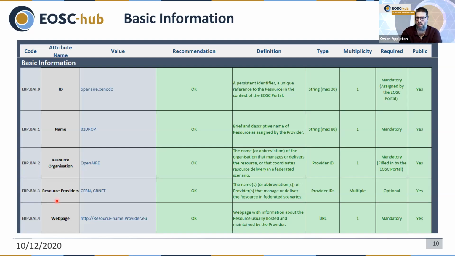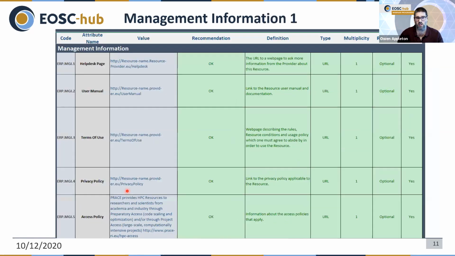So the resource organization is the one that is onboarding the resource and is responsible for it. But we know that many services are delivered by collaborations. So we allow you to list other providers who may also have contributed to a resource. And we think this is a useful feature. Basic stuff also like the web page. If I then jump ahead right to probably the most complicated part of the information, it's the management information.